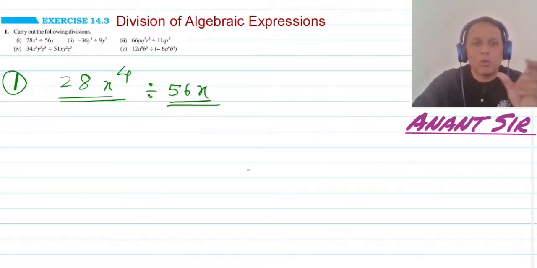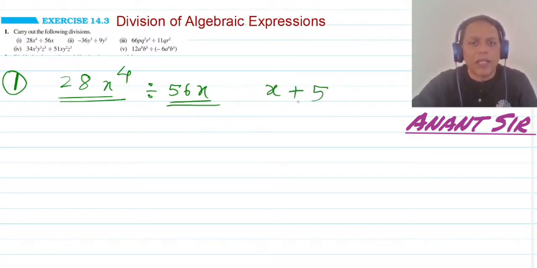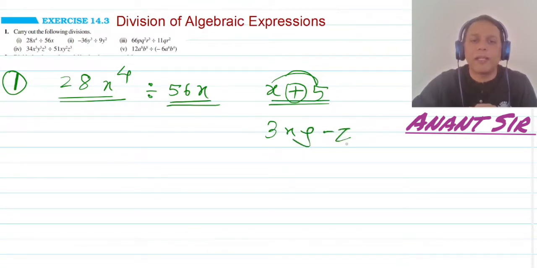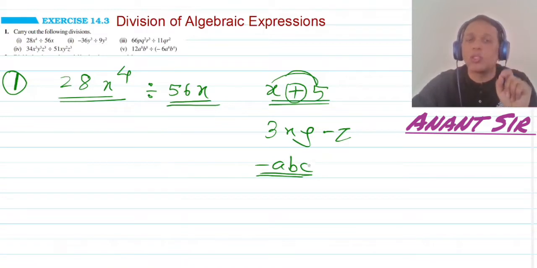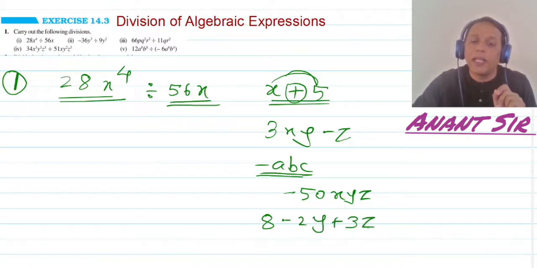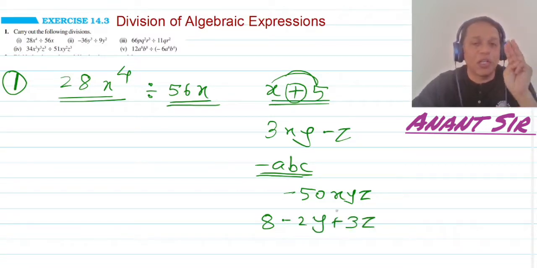Do you know what is meant by a monomial, binomial, trinomial? I am sure you must be knowing that. For example, x plus 5 has two terms with a positive sign between them, so this is a binomial. 3xy minus z, again two terms with a negative sign between them, this is a binomial. If I write minus abc, this is only one term which is negative, so this is a monomial. If I write only minus 50xyz, again this is a monomial. But if I write 8 minus 2y plus 3z, then there are three terms, so this is a trinomial.